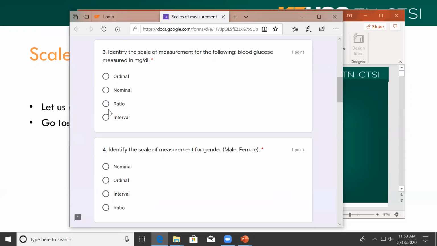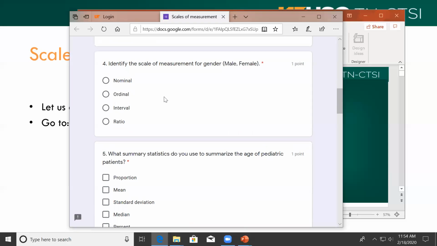It's a numeric number, so interval is okay too. The difference between a ratio scale variable and an interval scale variable is that for ratio, there is a true zero, meaning a true, real zero. So blood glucose can be 0. For interval, there is no true zero.